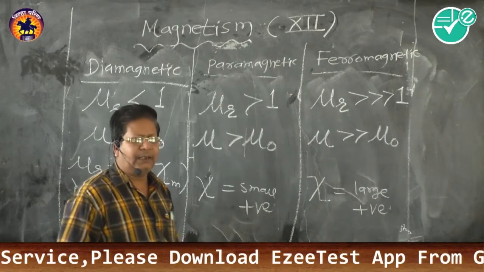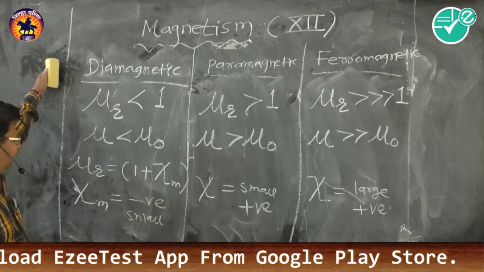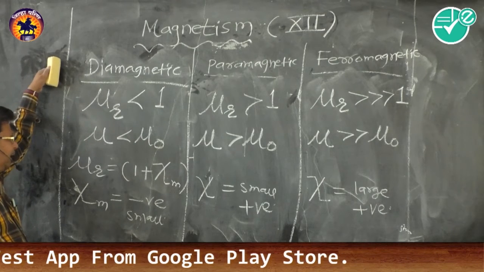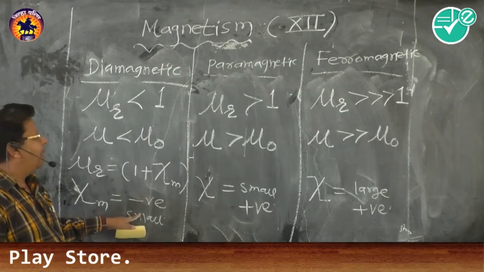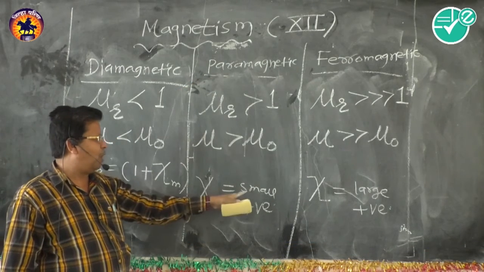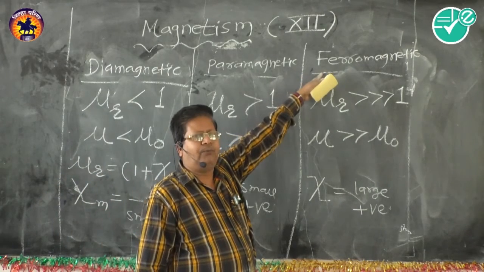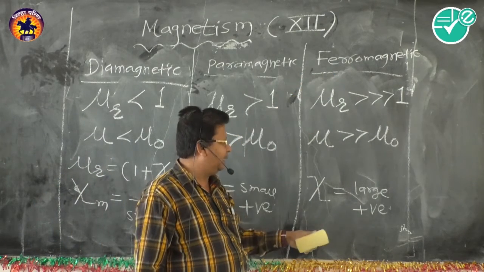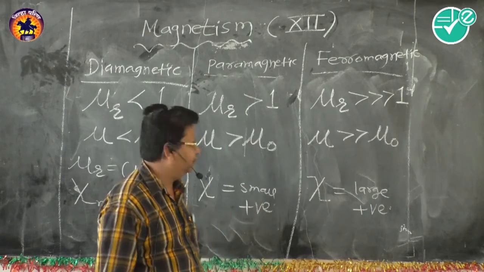So this is another property of dia-, para- and ferromagnetic material. Magnetic susceptibility for diamagnetic material is small and negative. Magnetic susceptibility for paramagnetic material is small and positive. And magnetic susceptibility for ferromagnetic material is very large and positive.